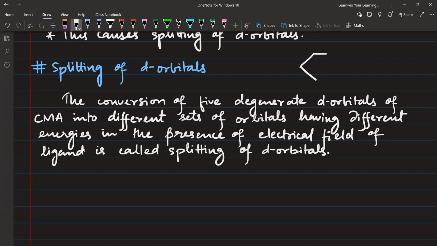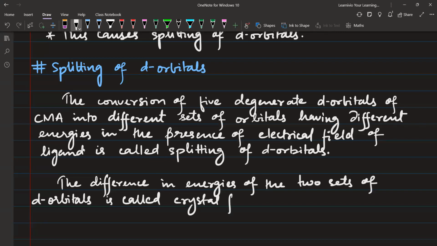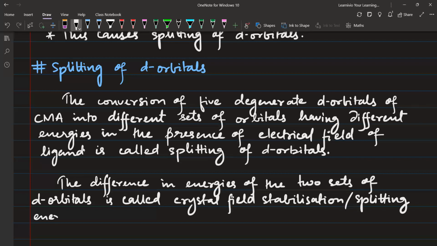Now, once the d orbitals are split with different energies, higher energy and lower energy, this difference in their energy is known as crystal field stabilization energy, or crystal field splitting energy; both are used. Write this: the difference in energies of the two sets of d orbitals is called crystal field stabilization or splitting energy. In short form, it is called CFSE.